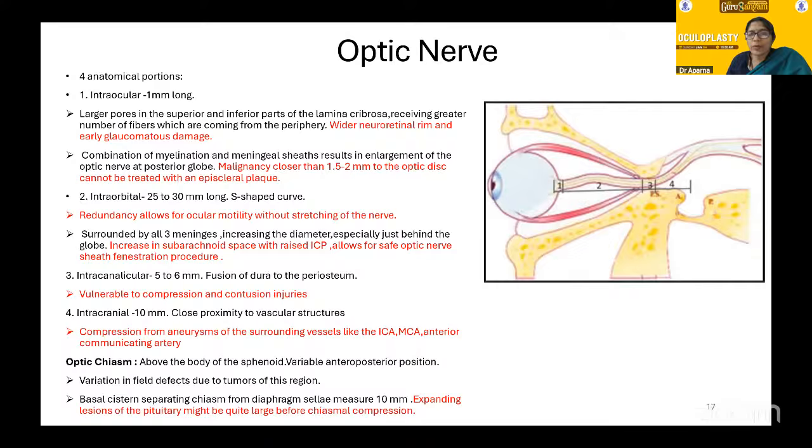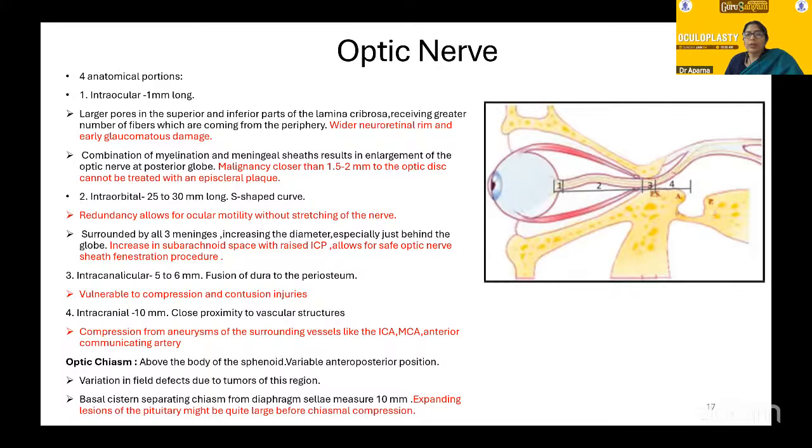So malignancy closer than 1.5 to 2 mm to the optic disc cannot be treated with an episcleral plaque. The second part of the optic nerve is the intraorbital part, which is 25 to 30 millimeters long. It is an S-shaped curve, and the redundancy of the optic nerve in this area allows for ocular motility without stretching of the nerve.